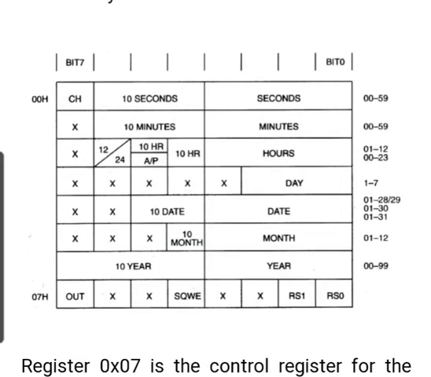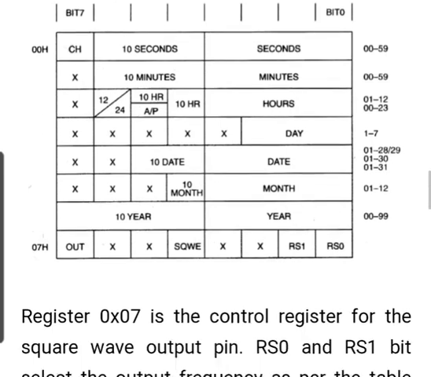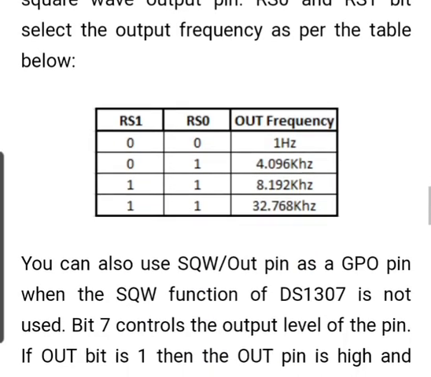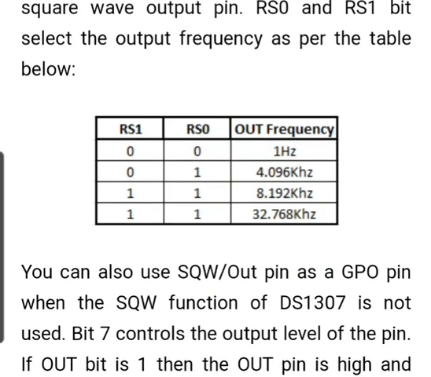Then the RTC keeps the date and time arranged in its memory. It is shown in this diagram. Register 0x07 is a control register for the square wave output pin. The RS0 and RS1 bits select the output frequency as per the table. The output frequency for each combination of RS1 and RS0 is given here, and according to that the output frequency is set.